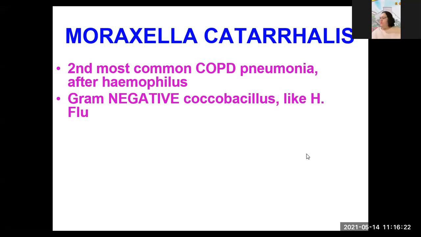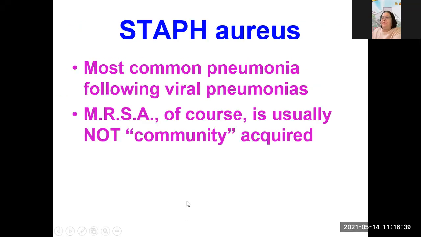Okay, let's go to Moraxella catarrhalis. This is the second most common pneumonia in COPD patients after Haemophilus. And this is a gram-negative coccobacillus like H influenzae. Staph aureus is the most common pneumonia following a viral pneumonia. So if you develop a pneumonia after a viral infection, this is the most common cause.